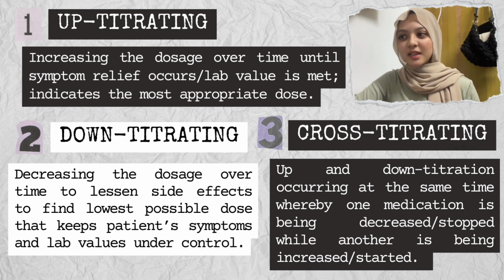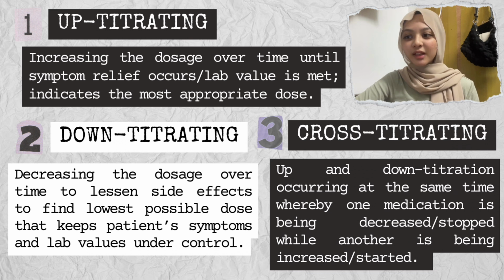Up titrating is increasing the dosage over time until symptom relief occurs or lab value is met. This indicates the most appropriate dose for the patients. Next is down titrating. Down titrating refers to decreasing the dosage over time to lessen side effects to find the lowest possible dose that keeps the patient's symptoms and lab values under control.